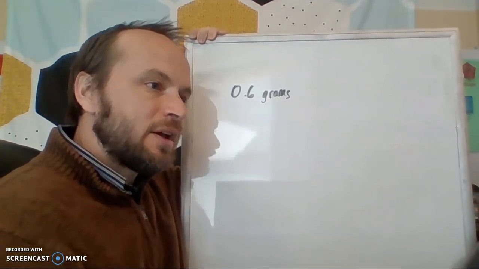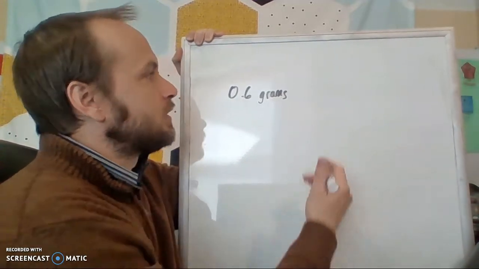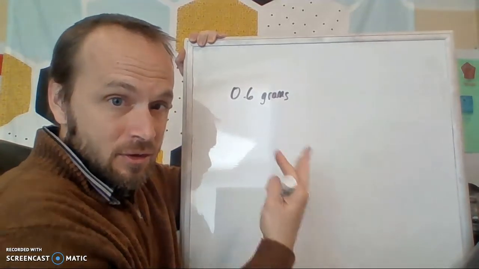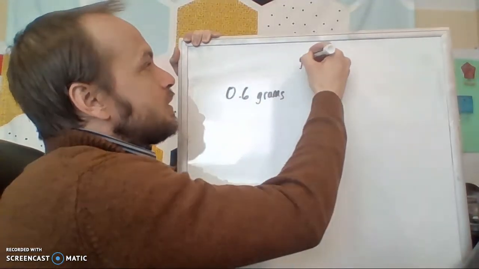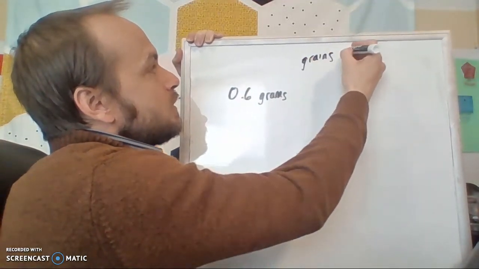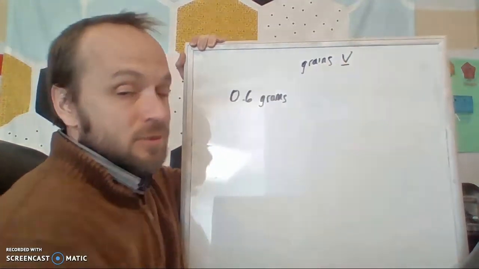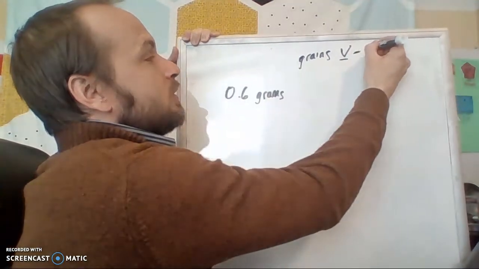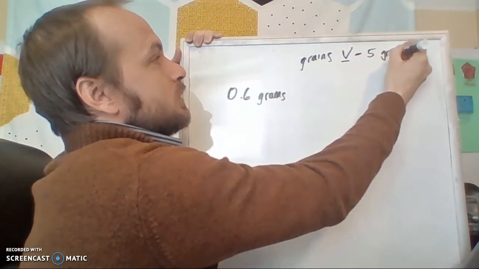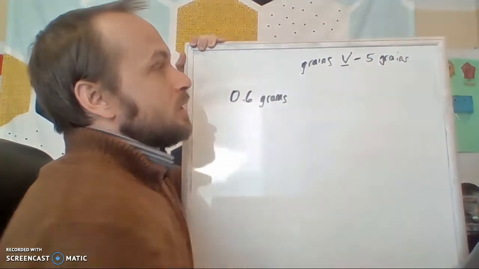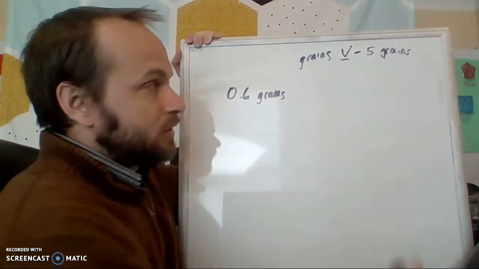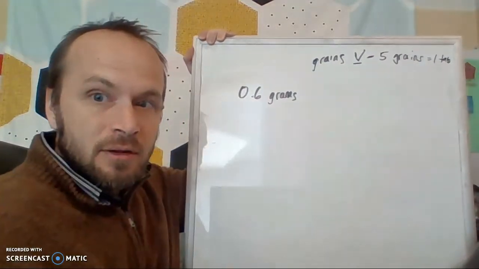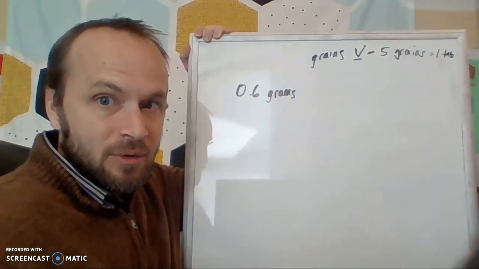And in the supply cabinet, you have tablets that are labeled with a V, grains V. Now grains V stands for 5, so 5 grains. I'm just going to switch it to Roman numerals so we don't confuse ourselves here. We have 5 grains in each tablet, so one tablet has 5 grains in every tablet that we have.